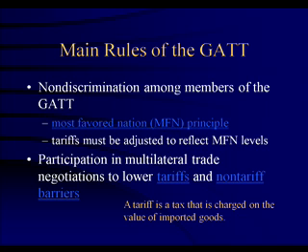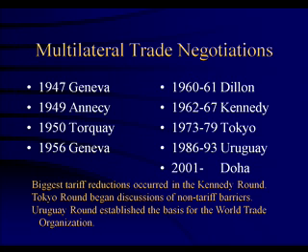Also, as part of the GATT, you agree to participate in periodic multilateral trade negotiations to lower tariffs and non-tariff barriers. This shows all the multilateral trade negotiation rounds that have occurred since 1947. And you can see that the latest round is the Doha round that began 2000-2001. The biggest tariff reduction in this list of rounds occurred in the Kennedy round in the 1960s, and the Tokyo round is notable for beginning discussions of non-tariff barriers very seriously.